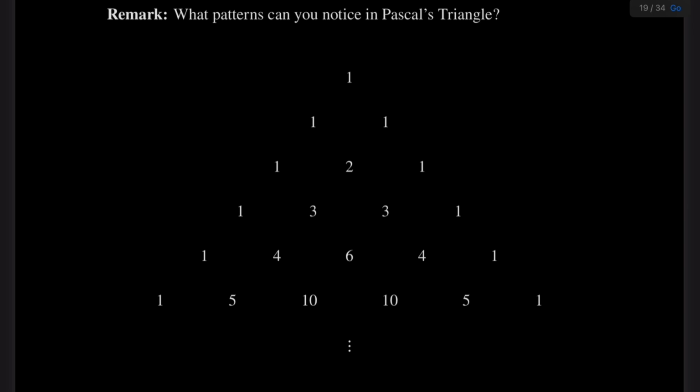If you'll recall, for example, this 1 here is 0 choose 0. This one is 1 choose 0. We have 1 choose 1. 2 choose 0, 2 choose 1, and 2 choose 2. And this pattern repeats all the way down the triangle, right? So by looking at the triangle, we can gain some insights for possible properties of these binomial coefficients.